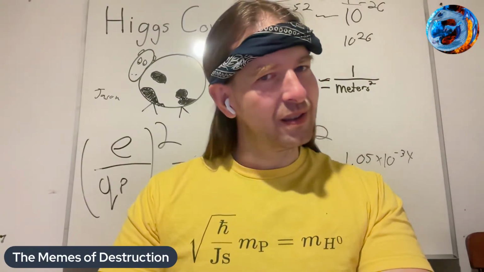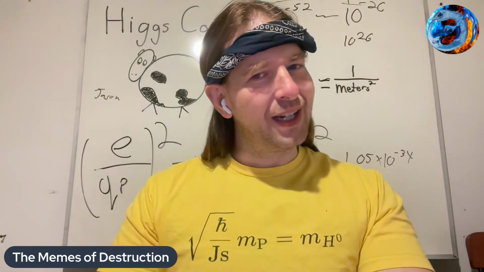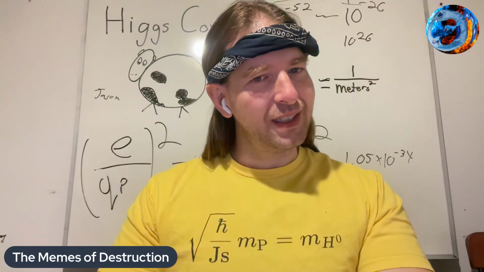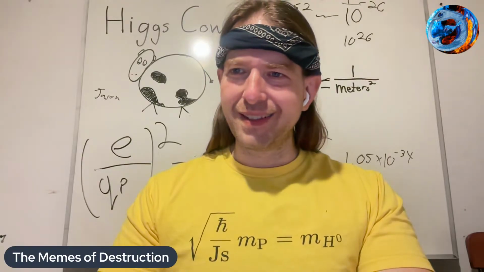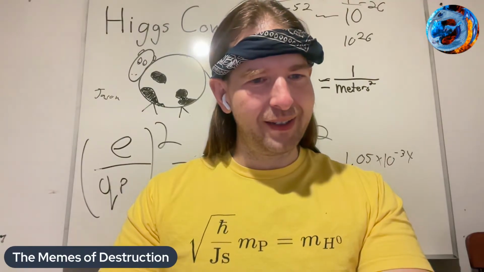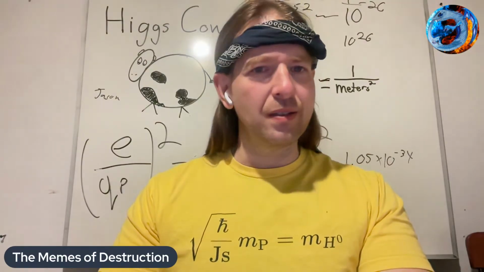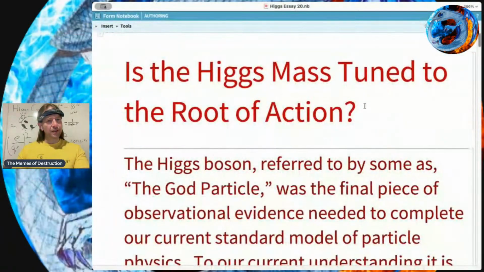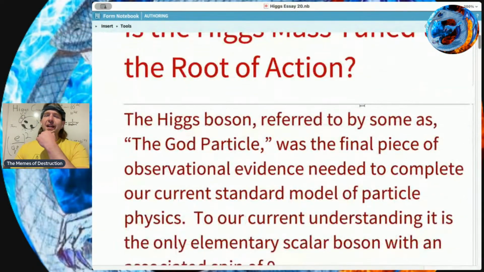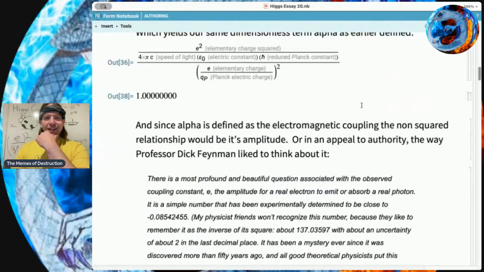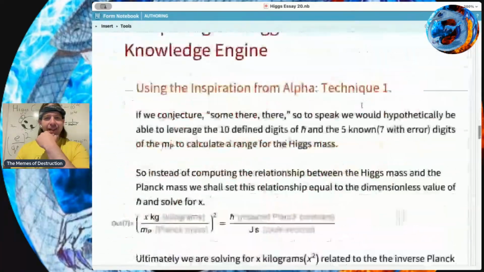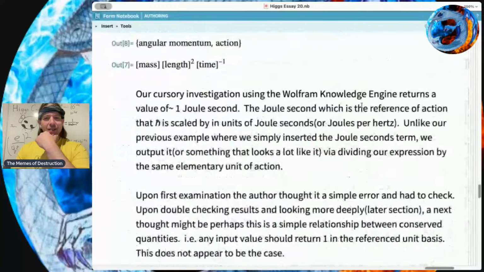Notebook number 20. All right. That's better. Window. There we go. Higgs mass to the root of action. Finish that up with calculations, calculations, calculations.